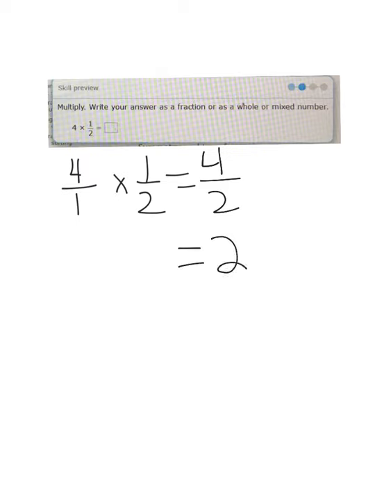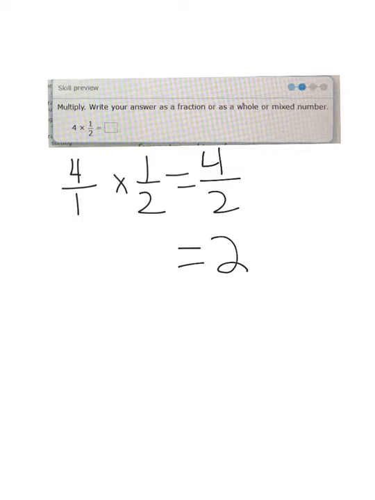In these last examples, we're just doing the multiplication without models or number lines. Multiply, write your answer as a fraction or as a whole or mixed number. So 4 times 1/2. Something I like to do so I don't mess up is write 4 whole, which is like 4 over 1, times 1/2. Then I can multiply straight across so I don't make a mistake. 4 times 1 is 4, 1 times 2 is 2. So that is 4/2, which is 4 divided by 2, 2 whole.